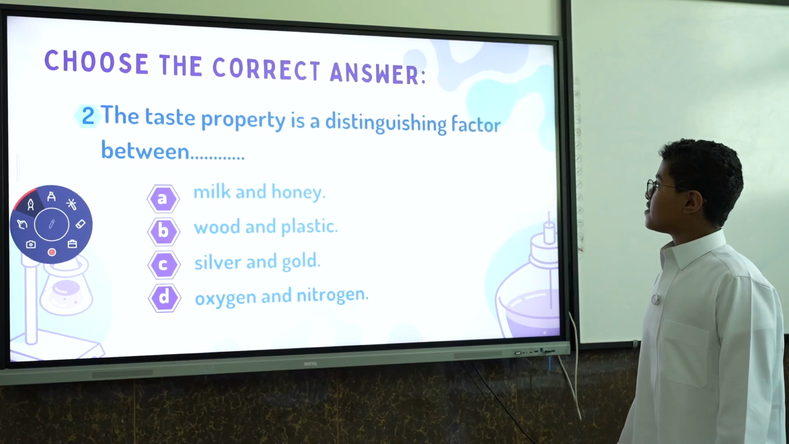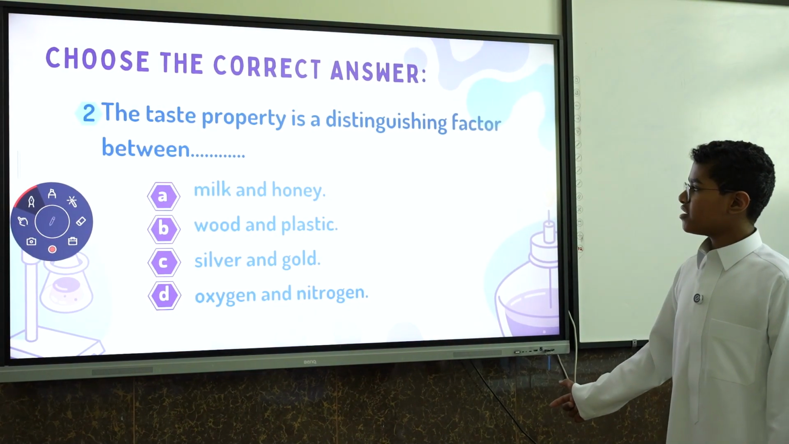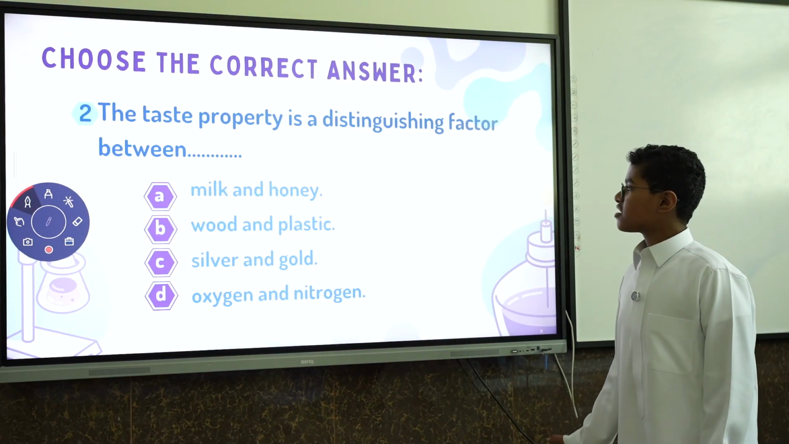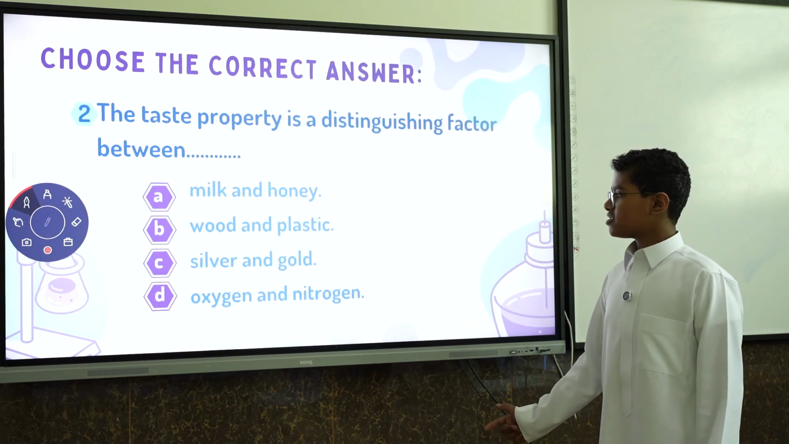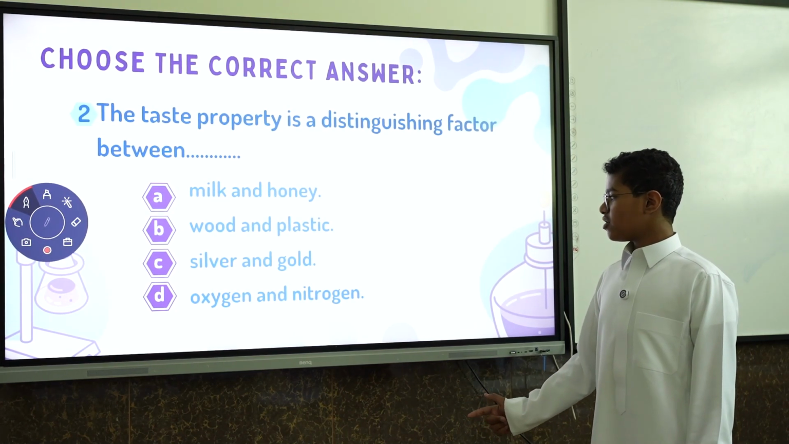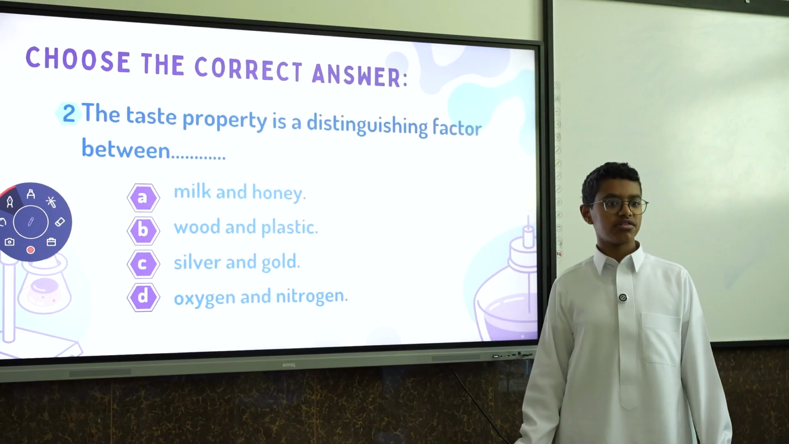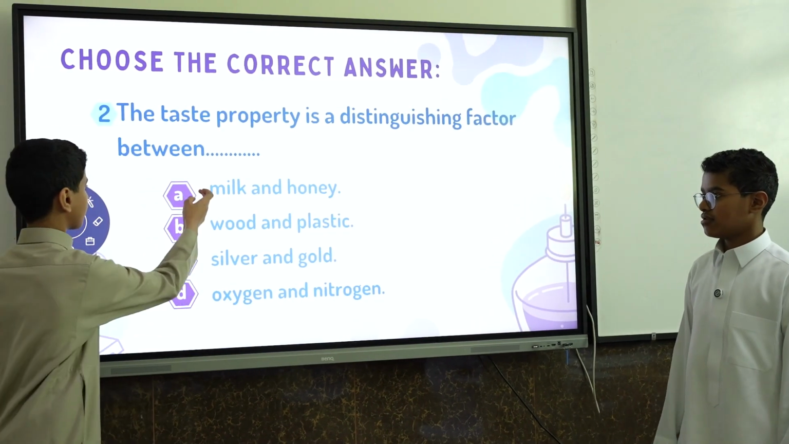The taste property is a distinguishing factor between: A, milk and honey; B, wood and plastic; C, silver and gold; D, oxygen and nitrogen. Who will want to answer? The taste property is a distinguishing factor between milk and honey.